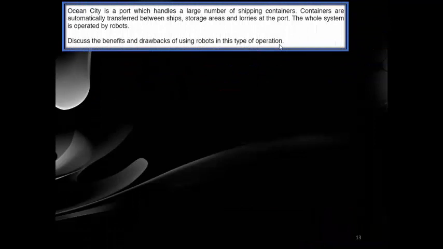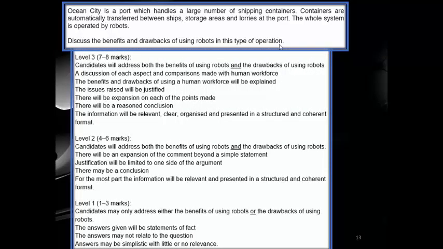That's another question. Discuss the benefit and drawback of using robot in this type of operation. So read the question and then discuss advantages, disadvantages, look at other ways, talk about them, and then reach your own conclusion. Very, very important. You can see some of these reasons here. A discussion of each aspect and comparison made with human workforce. You can see that.